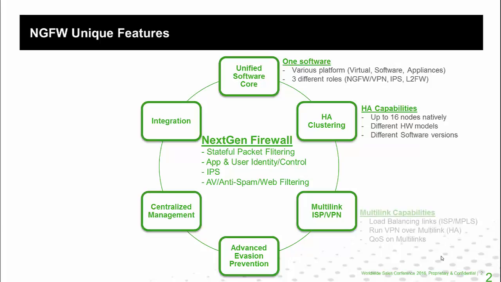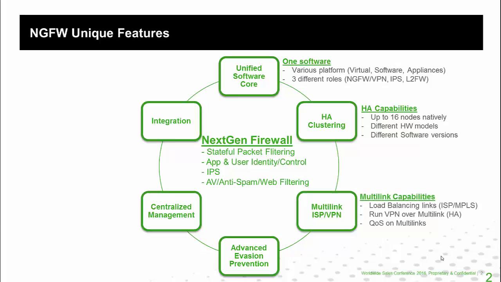Multi-link. Multi-link is the capability that not only provides you high availability, but also load balancing across different links, for example, your ISPs or your MPLS. Because of that inherent feature, we can also run our VPN over the multi-link, which in turn gives you high availability over your VPN connections. And on top of that, we can also run quality of service over the multi-links to decide which links we prefer to send our traffic through.